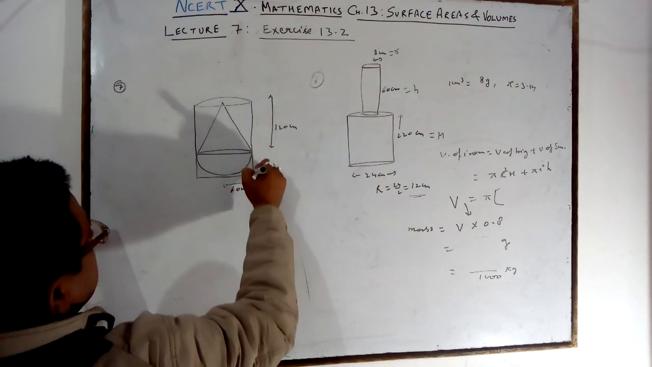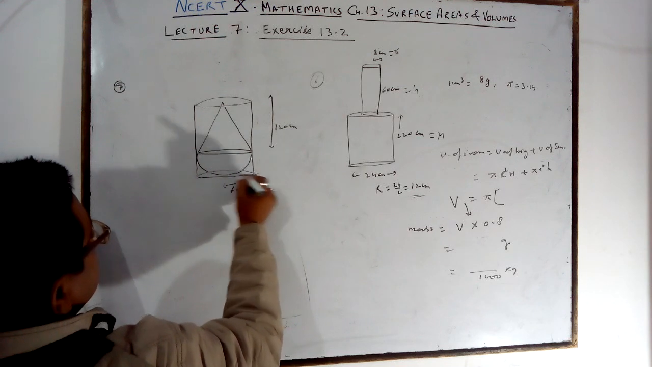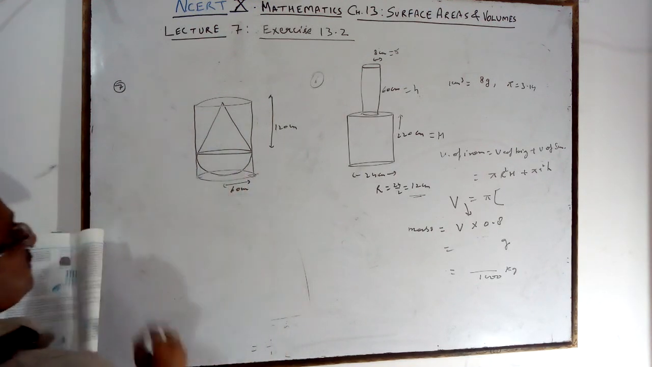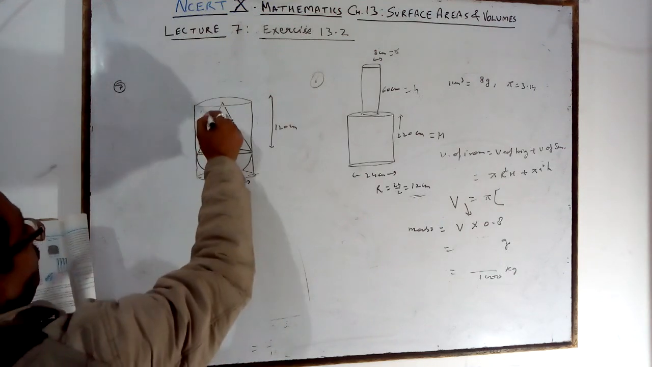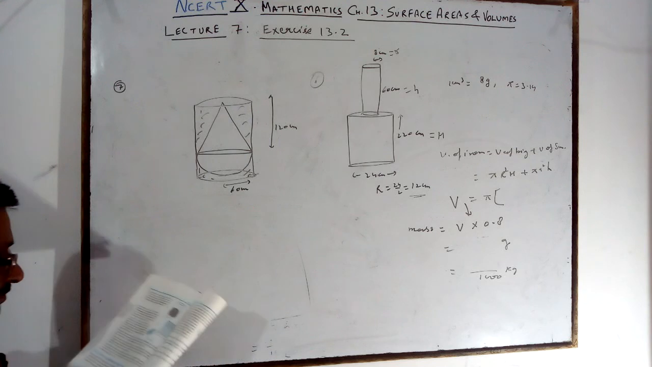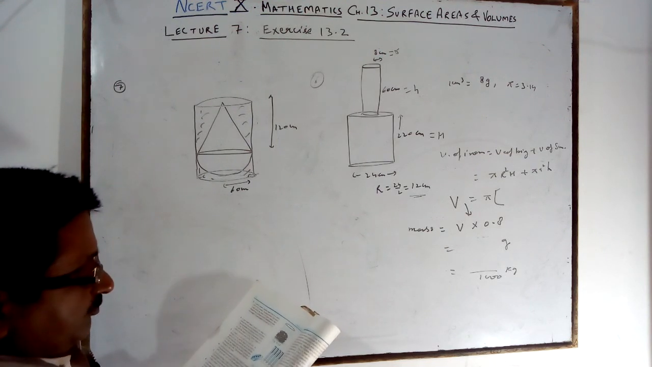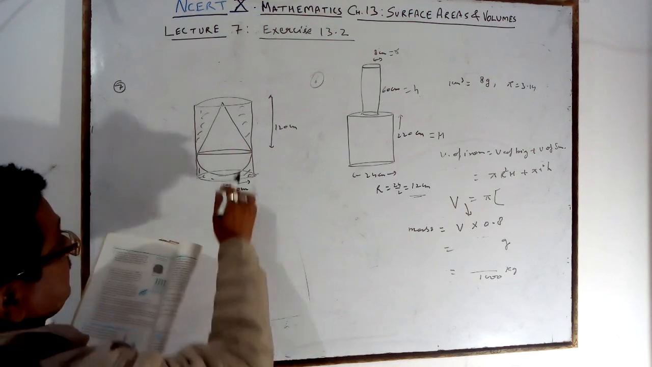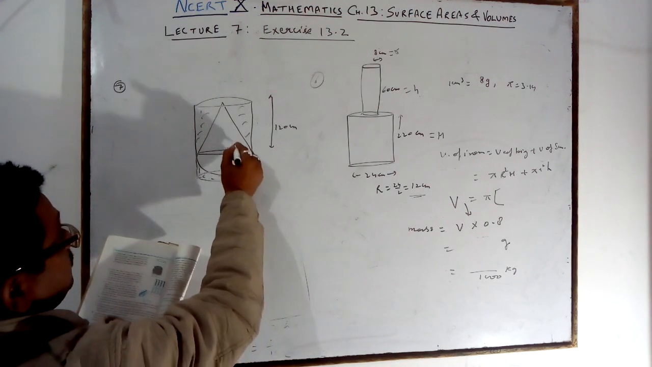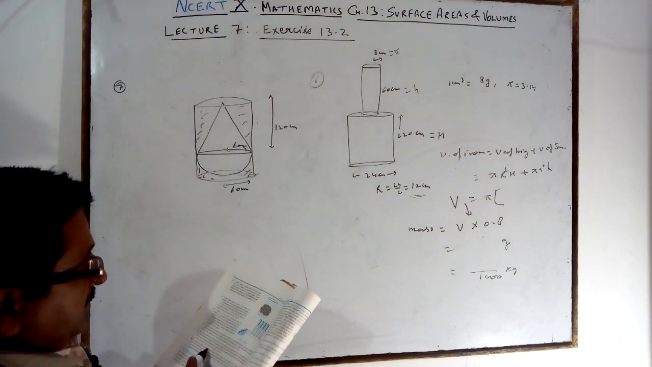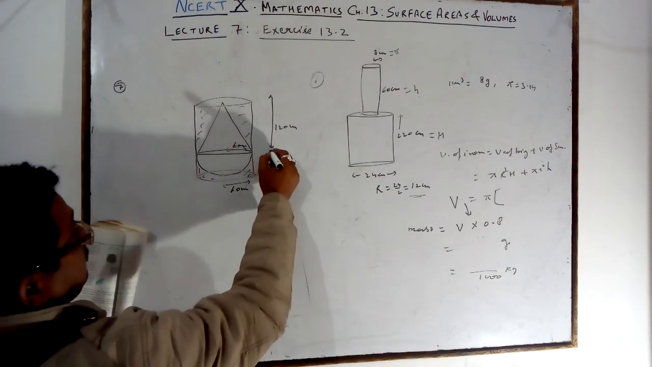It is just touching the bottom, and the cylinder is full of water. Your question is: what is the volume of water left in the cylinder if the radius of the cylinder is also 60 centimeter and its height is 180 centimeter?